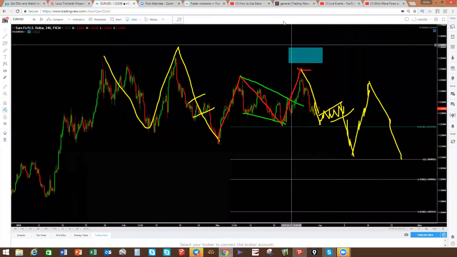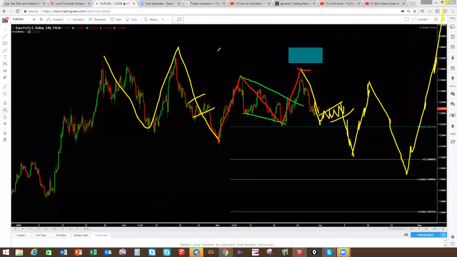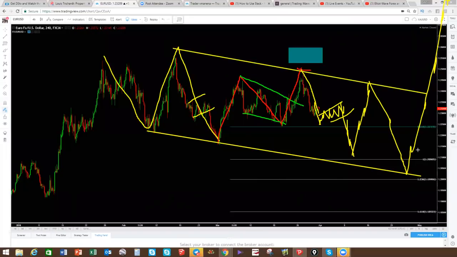Okay. That's the structure that we'll be looking at. And from there, then we will look for this to go up. And that will be a big correction. And I've been saying for the last couple of weeks, the bigger the correction, the bigger the move to the upside. Can you see what this structure gives you?